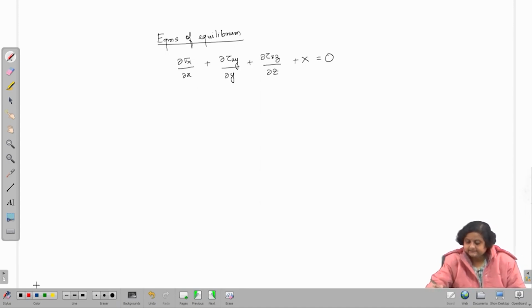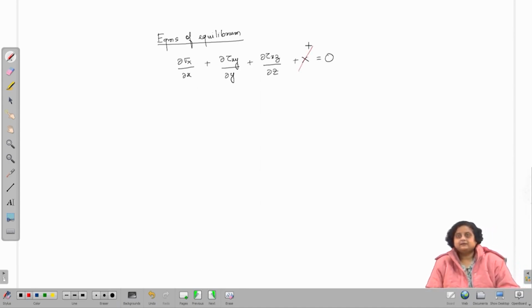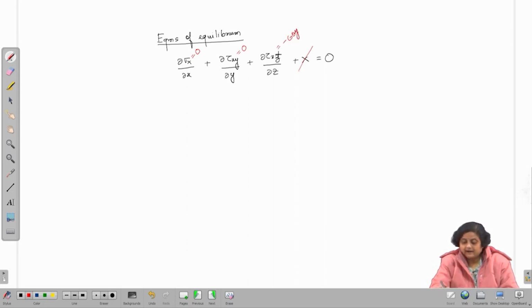So, let us neglect the weight of the body, and let us say that there is no externally applied body force that is acting on the body. Now, let us see, sigma x is 0 for the shaft, tau xy is also 0 for the shaft. Now, tau xz is minus G theta y. So, therefore, the derivative of tau xz with respect to z is going to be 0. Therefore, this equation is satisfied.